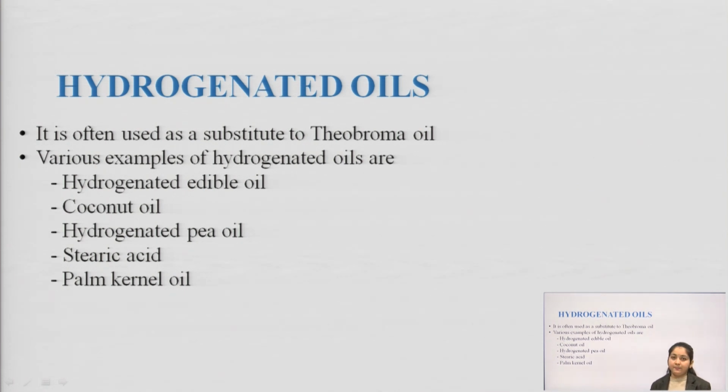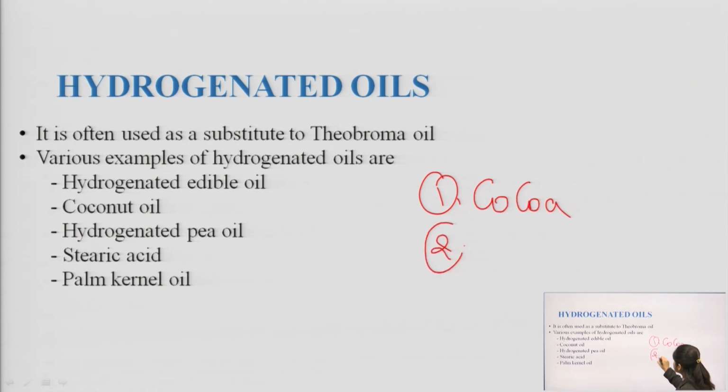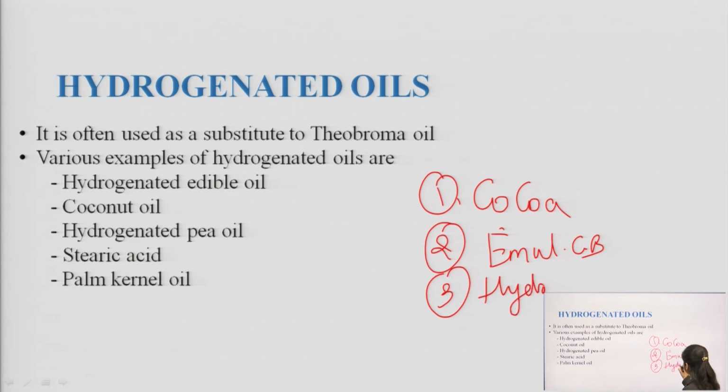hydrogenated oils. As we have just now seen, there are three classes of oleogenous bases. The first class is nothing but your cocoa butter. The second class is nothing but your emulsified cocoa butter. Then the third class is nothing but your hydrogenated oils. Now, let us understand what hydrogenated oils are. Hydrogenated oils are often used as a substitute to theobroma oil. So, here are some examples of hydrogenated oils.